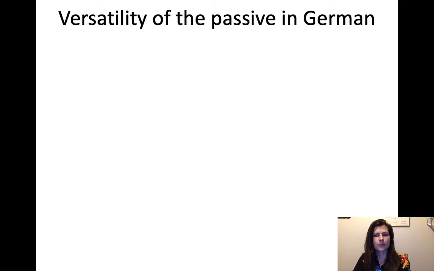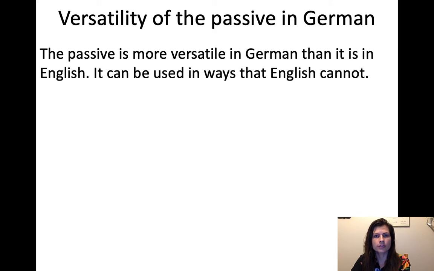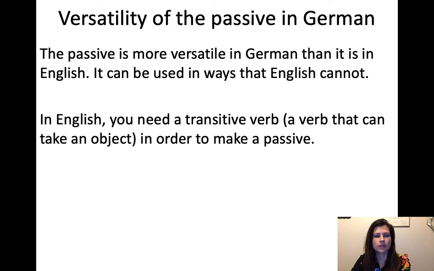So that is the basic rundown of what we have for the passive that looks very much like English. And then there's a few other things you can do with the passive in German that we wouldn't use in English. So it's very versatile. You can do things with the passive in German that you cannot in English. So for example, in English you need a transitive verb, a verb that can take an object, in order to make a passive. So not all verbs can take objects, right?